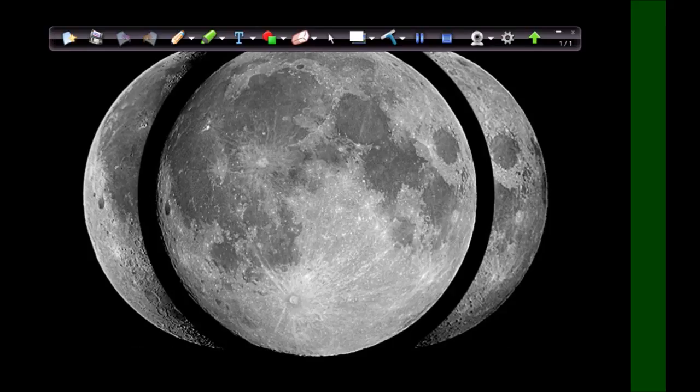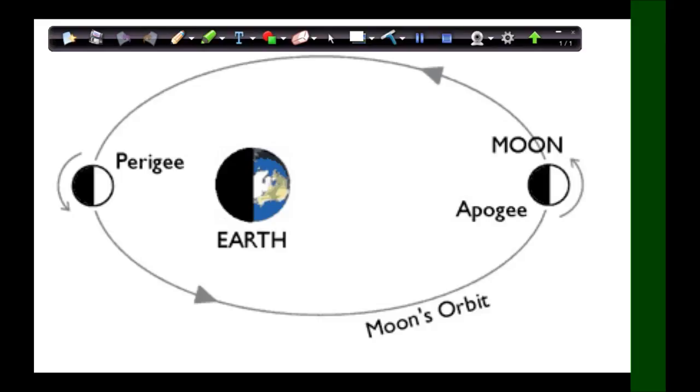Lunar libration is the phenomenon in which we get to see more of the lunar surface due to the way it orbits the Earth and also the angle at which we are looking at it. The moon's revolution around Earth is not perfectly circular, and this results in the distance between the moon and Earth varying. When the moon is closest to the Earth in its orbit, it's called a perigee, and when the moon is furthest from the Earth in its orbit, it's called an apogee.